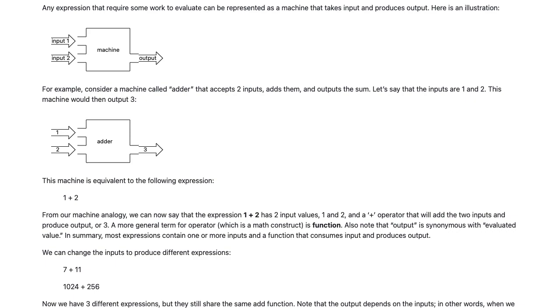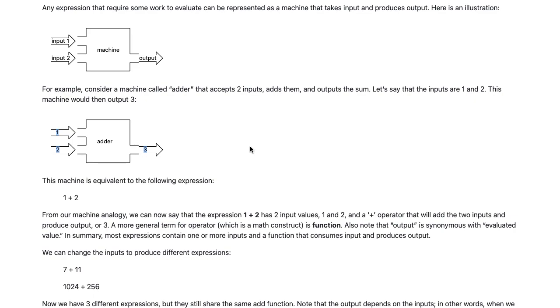Any expression that requires some work to evaluate can be represented as a machine that takes input and produces output. Here is an illustration with 2 inputs and 1 output. For example, consider a machine called adder that accepts 2 inputs, adds them, and outputs the sum. Let's say the inputs are 1 and 2. This machine would then output 3.